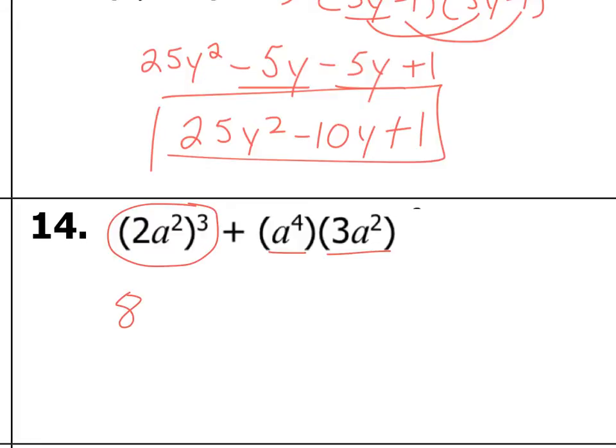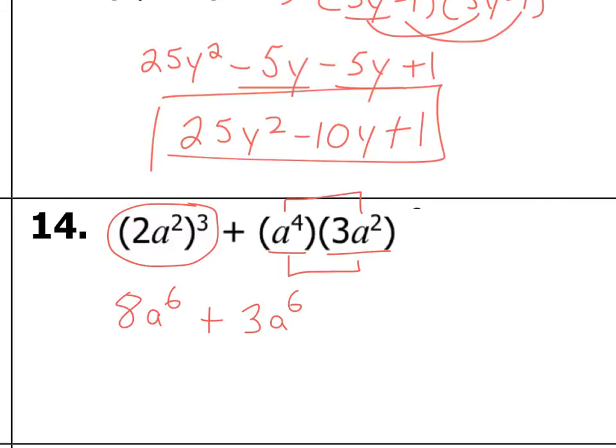A squared to the third power, if we use the power rule, that'd be 2 times 3, which is a to the 6th power. And then that would be plus, now here, this is just a product, this is multiplication, so we'd use the product rule. That would be 3, and then a squared times a to the 4th would be 4 plus 2, which is a to the 6th.